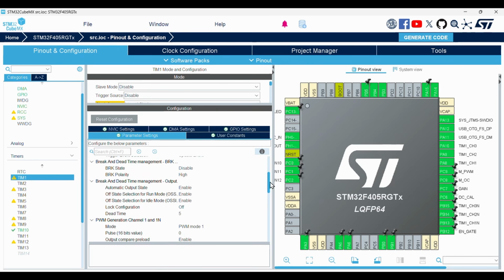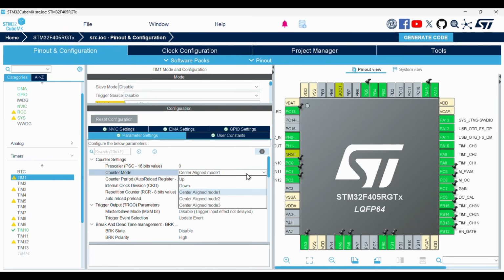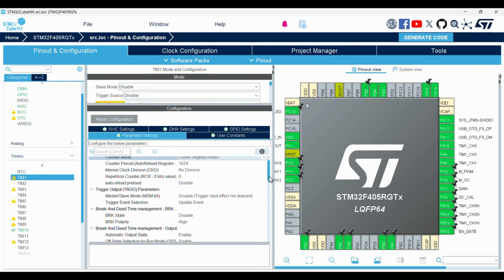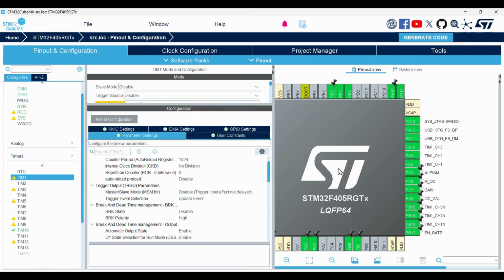Do not forget to set the dead time to prevent a short circuit between the high side and low side MOSFETs. For switching efficiency, I use center-aligned PWM, where only one switching change occurs among the three pairs of MOSFETs in each cycle, thereby reducing switching loss.